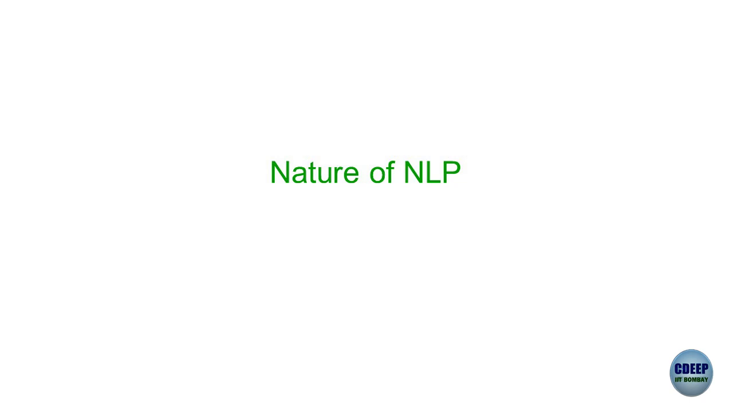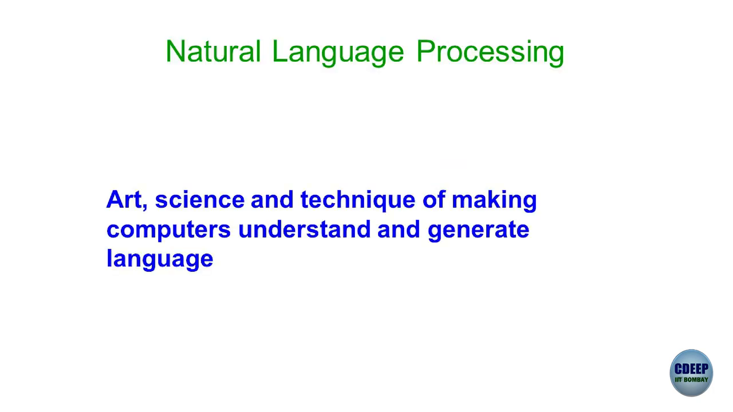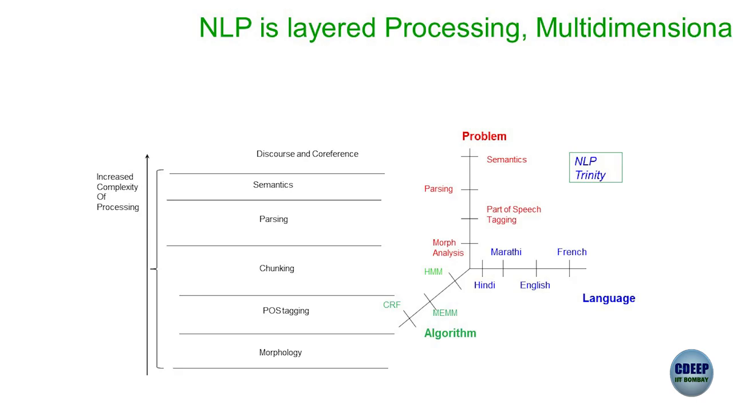So that was the nature of language and the actual neural network which processes language. Now, what is the nature of natural language processing? It is the art, science, and technique of making computers understand and generate language. We would like to replicate the human's ability on a device called the computer. Now, this is a classic diagram which has stayed over the years. Natural language processing is known to take place in layers. Even language processing is believed to take place in layers, but of course there is a lot of back and forth flow of information.